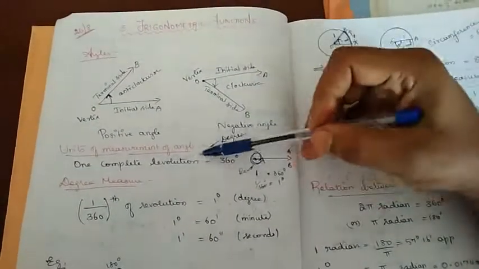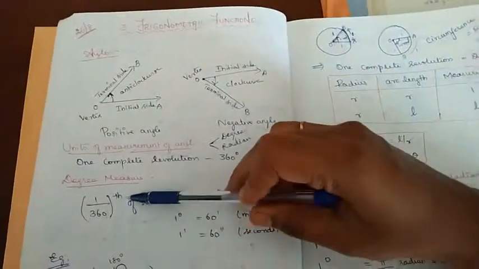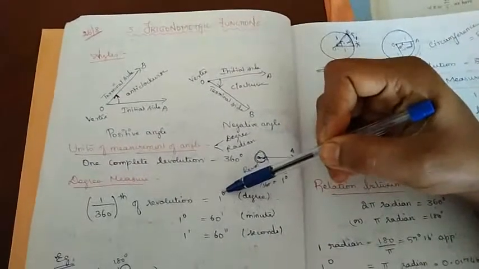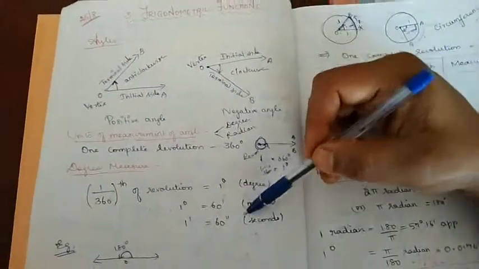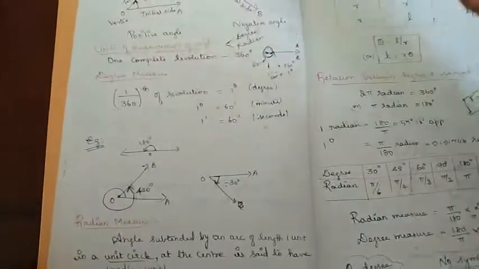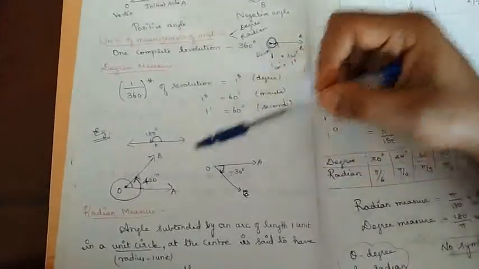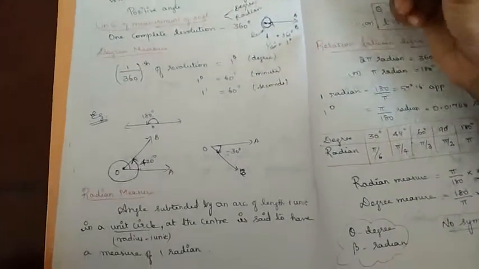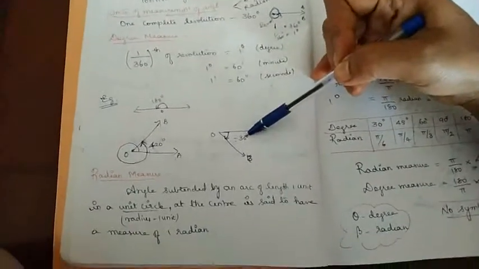One complete revolution we will denote by 360 degree. 1 by 360th of a revolution we will call 1 degree. 1 degree is 60 minutes and 1 minute is 60 seconds. This is a complete angle and we measure it in an anti-clockwise direction, right? And if we measure in clockwise direction, it is the negative of that angle.